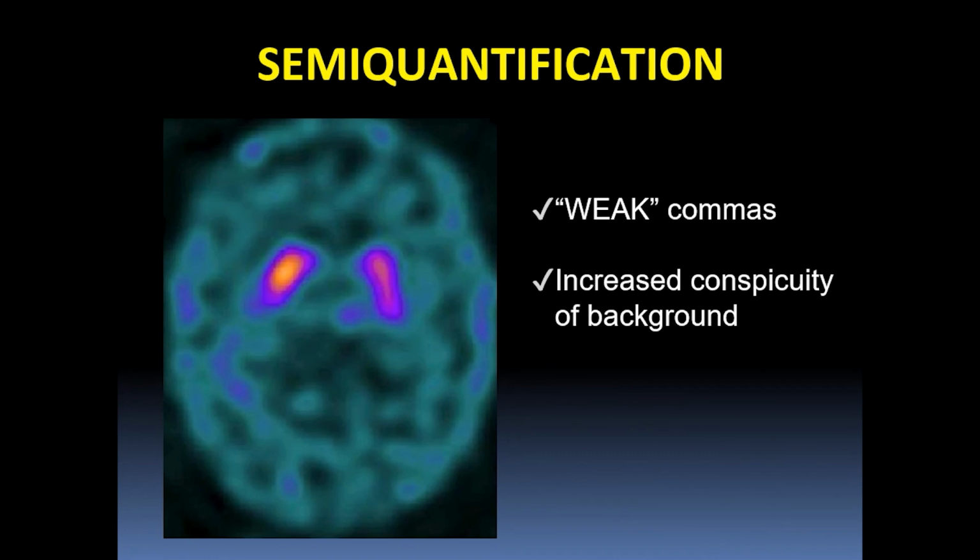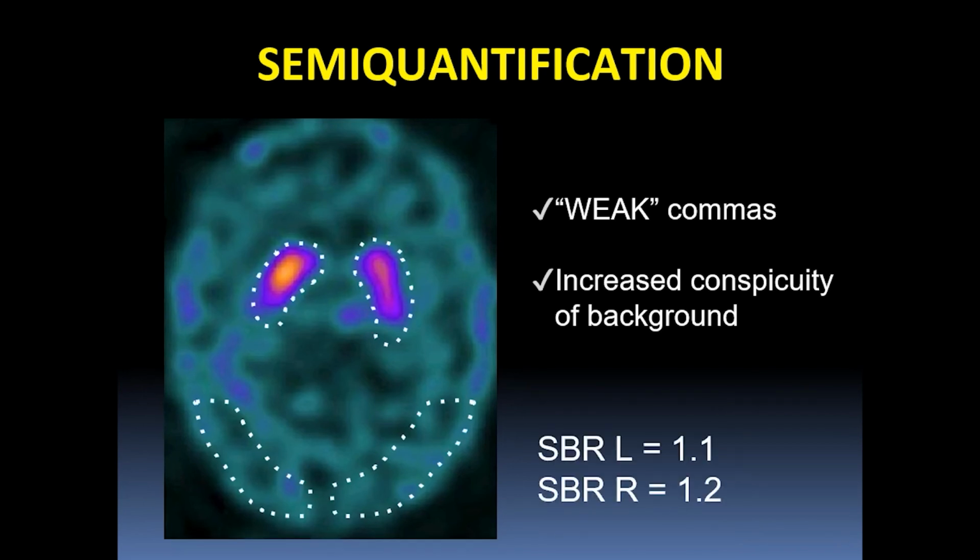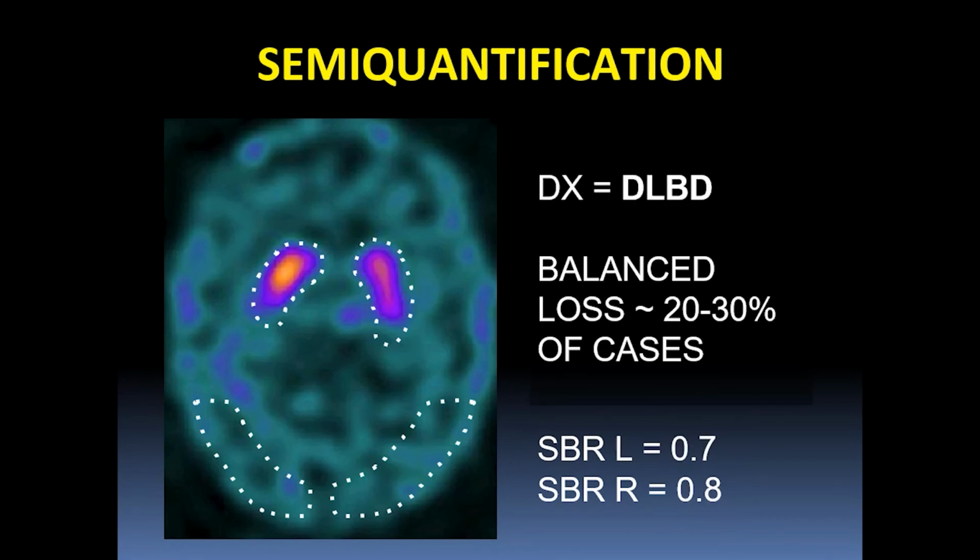This is what are called weak commas, and when present is associated with increased conspicuity of the background. So you apply quantitative assessment. As I mentioned earlier, 2.0 is the cutoff for normal versus abnormal, and this confirms for you that both are abnormal. This atypical abnormal type of DATSCAN is being seen actually with diffuse Lewy body dementia, and it's called balance loss. So while ideally you often see loss in the putamen before the caudate, or it's markedly asymmetric between left and right striata, sometimes all of them can be down. Both the caudate and the putamen on the left and the right can be down, and you get balance loss.